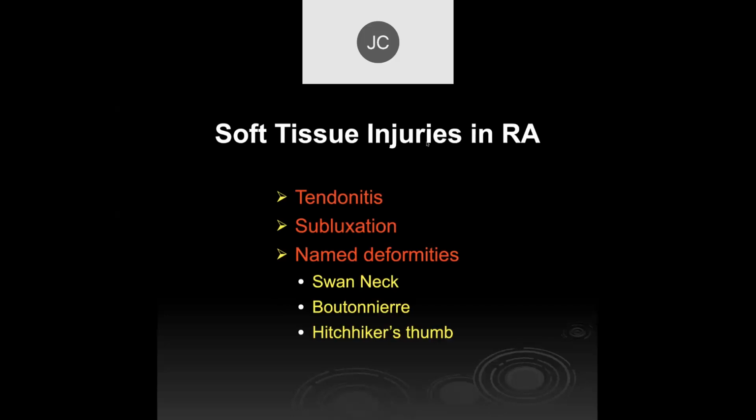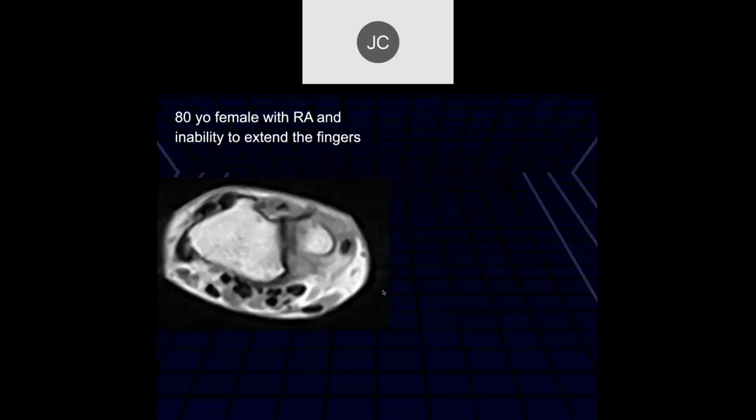So let's go on and talk about soft tissue injuries in rheumatoid arthritis. We can talk about tendonitis, subluxations, and then some of the named deformities that we've already talked about. Tayson, are you next?